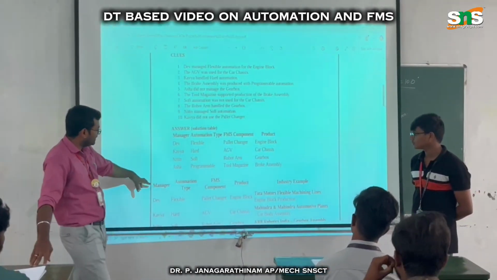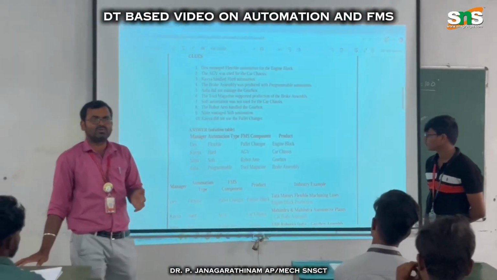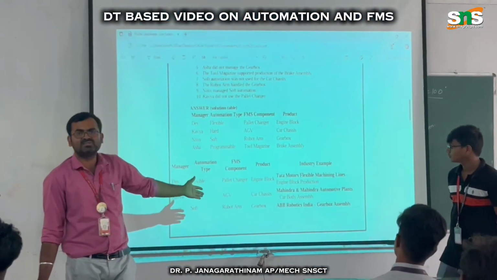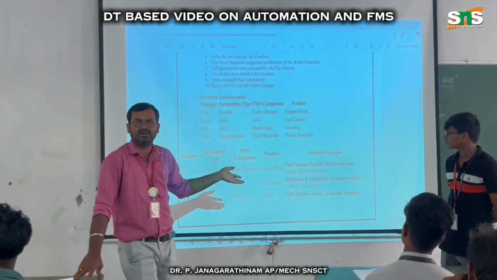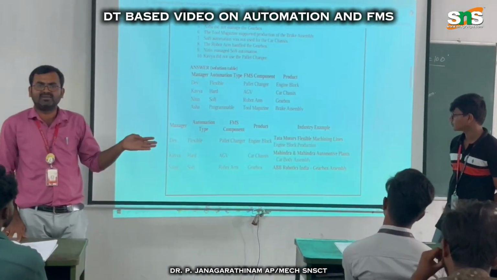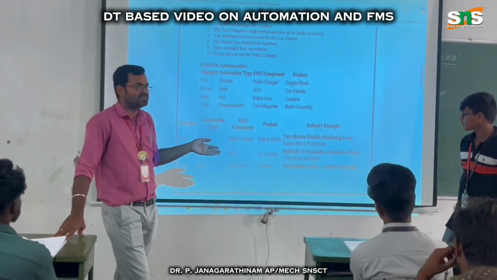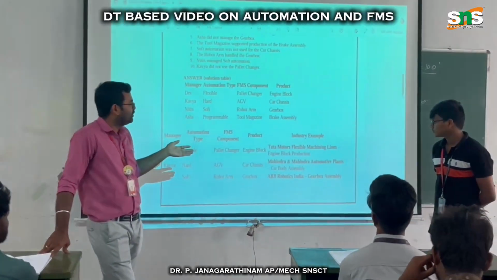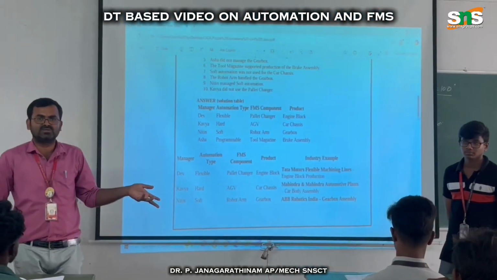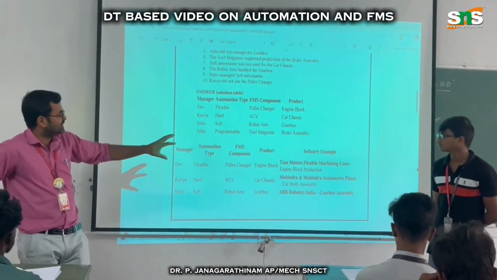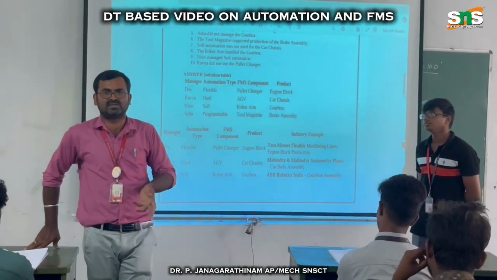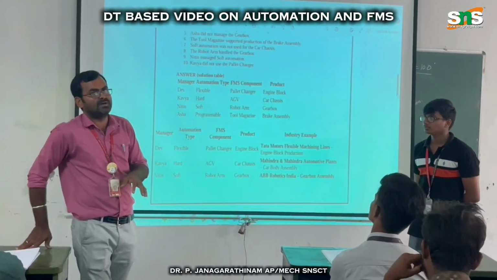Okay, so the next one is for the industrial examples. So why we have to study this kind of automation and the FMS components? Many industries are using this kind of FMS and industrial automation system, like Tata Motors and Mahindra automotive plants, they are also implementing the FMS and automation system. And like ABB Robotics India, gearbox assembly also uses automation system or flexible manufacturing system. These are some of the mechanical core industries which will be suitable for our placements also. Okay. So this is today's topic we have to discuss.